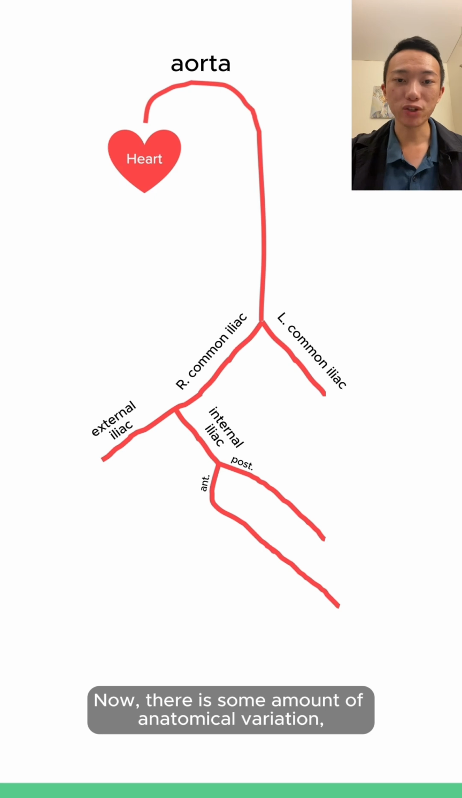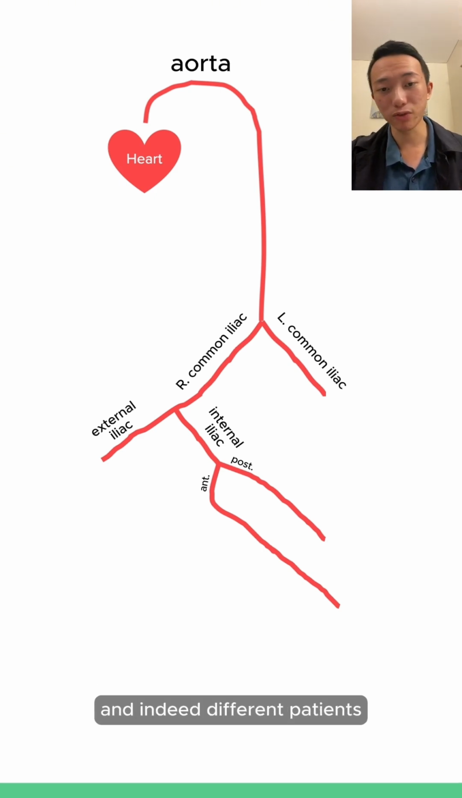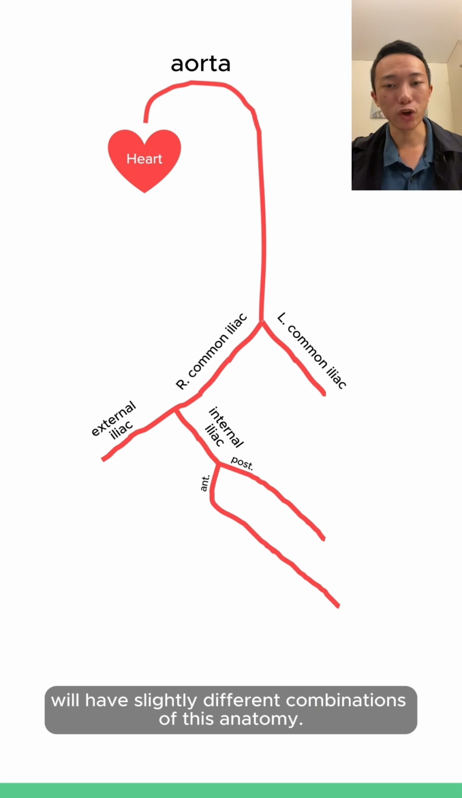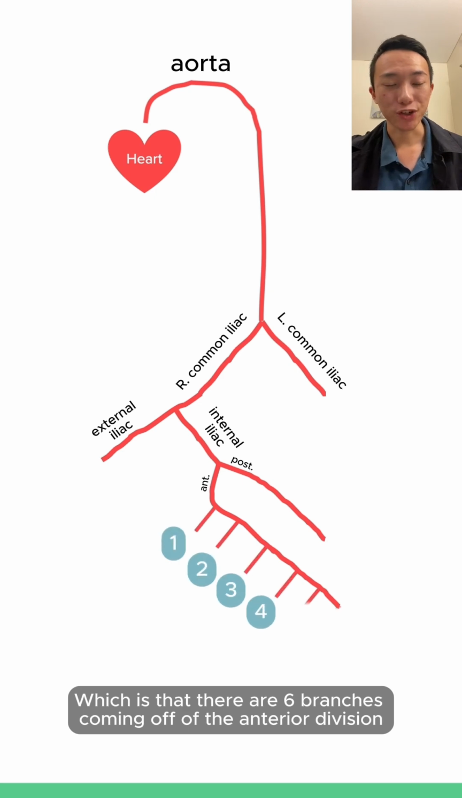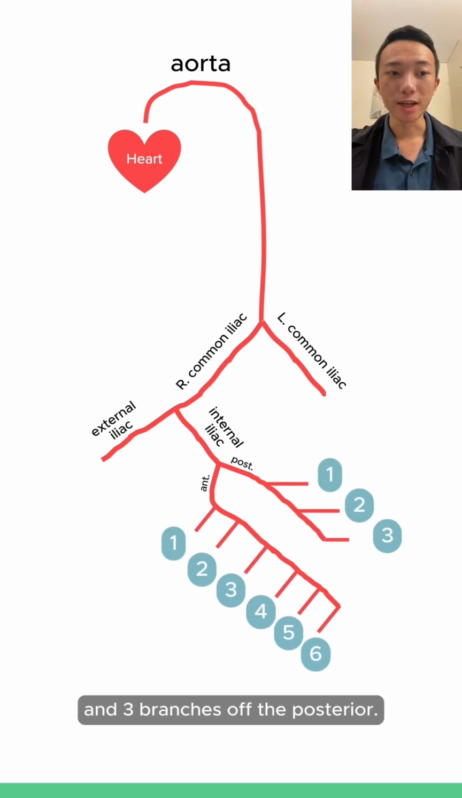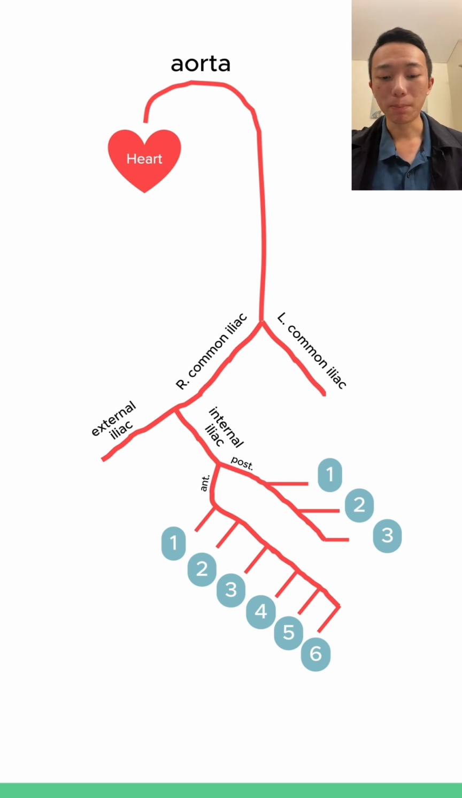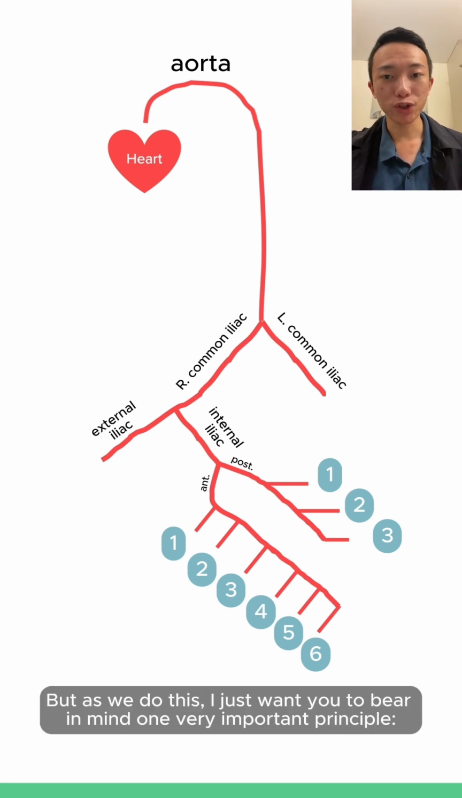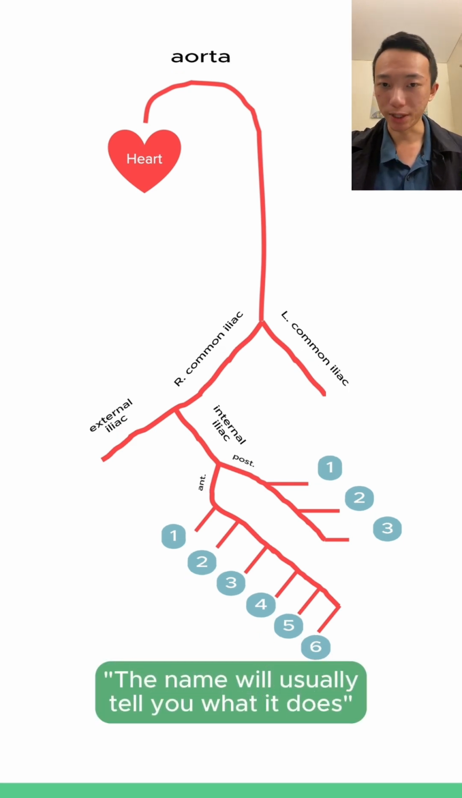Now, there is some amount of anatomical variation, which means that different textbooks, and indeed different patients, will have slightly different combinations of this anatomy, but I'm going to teach you the one that I was taught in second year, which is that there are 6 branches coming off of the anterior division and 3 branches off the posterior. Now, we're going to go over them one at a time and talk about what each one supplies. But as we do this, I just want you to bear in mind one very important principle, which is that the name will usually tell you what it does.